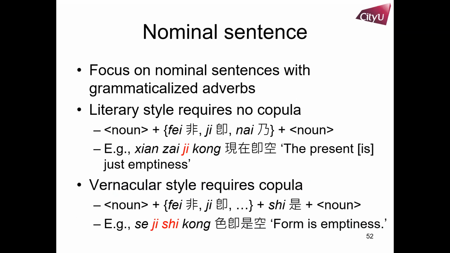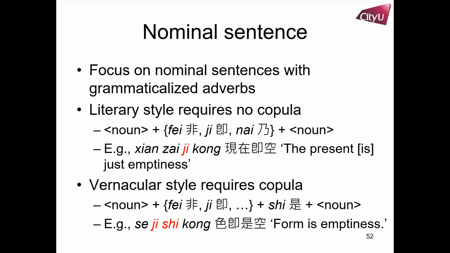And then lastly, we look at the use of the copula in nominal sentences. To avoid parsing errors is a bit tricky because the copula in Chinese is ambiguous. So we looked at nominal sentences only with grammaticalized adverbs, which are less ambiguous, which lets us unambiguously identify which are nominal sentences and which are not. The literary style requires no copula, so you can just say the present emptiness, to express the idea that the present is just empty.